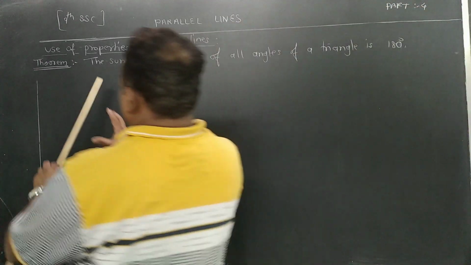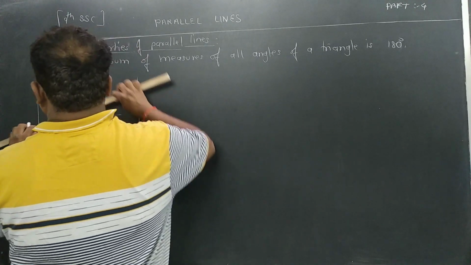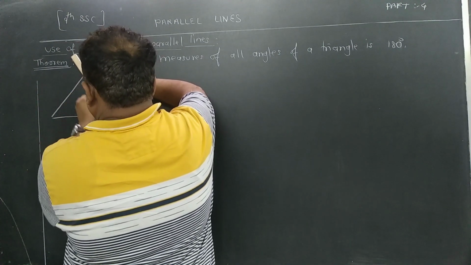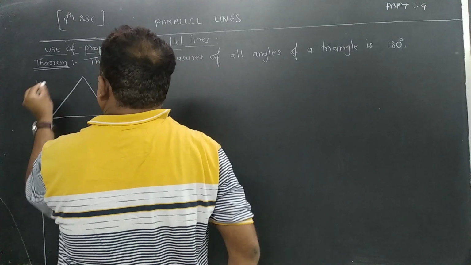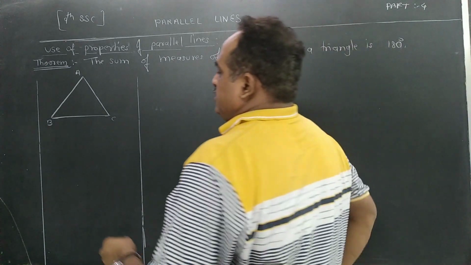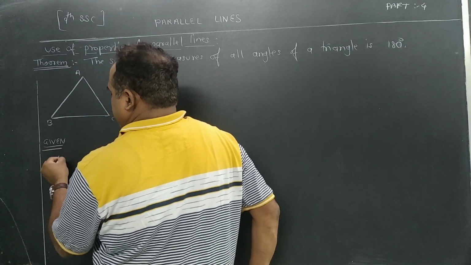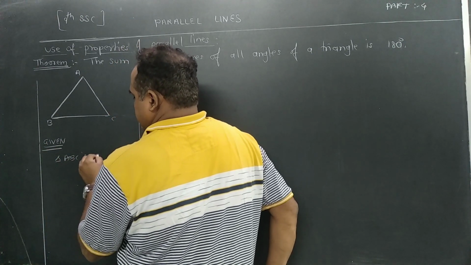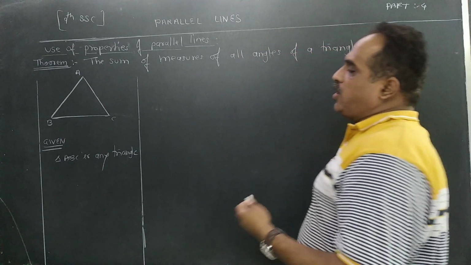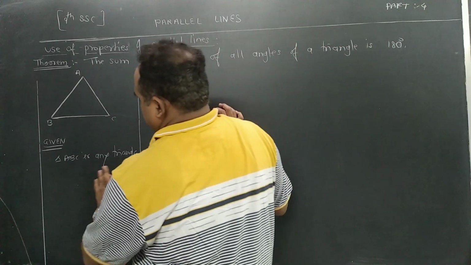See once again. For that I am going to draw a figure. In that figure we are going to draw a triangle, any triangle. Say this is triangle ABC. We are going to write given: triangle ABC is any triangle, any type of triangle, maybe acute, obtuse, or right angle triangle.